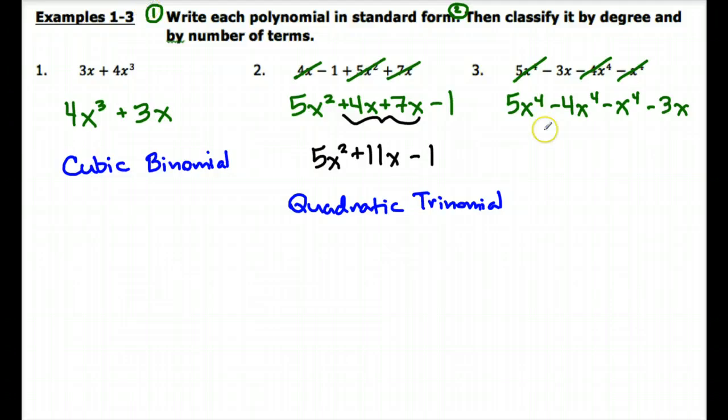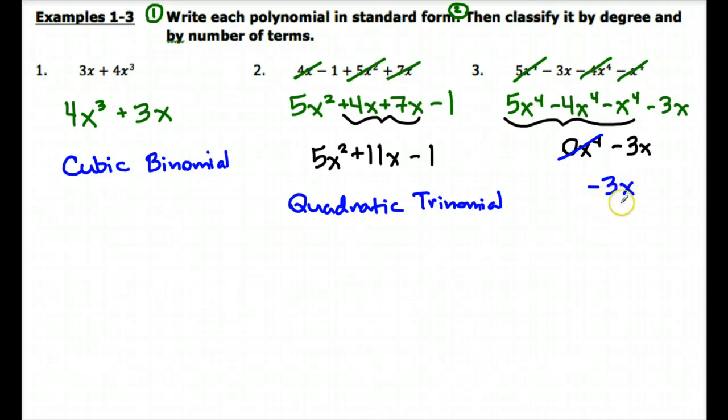Well, when you combine your like terms here, 5x to the fourth minus 4x to the fourth minus x to the fourth, you get 0x to the fourth minus 3x. And really, 0x to the fourth is unnecessary to write. There are no more x to the fourths, so we could say this polynomial just becomes negative 3x. And so, to classify this polynomial, its degree, there's an exponent of 1 on that x right there, so we call this a linear polynomial. It's only one term, so we refer to this as a linear monomial.